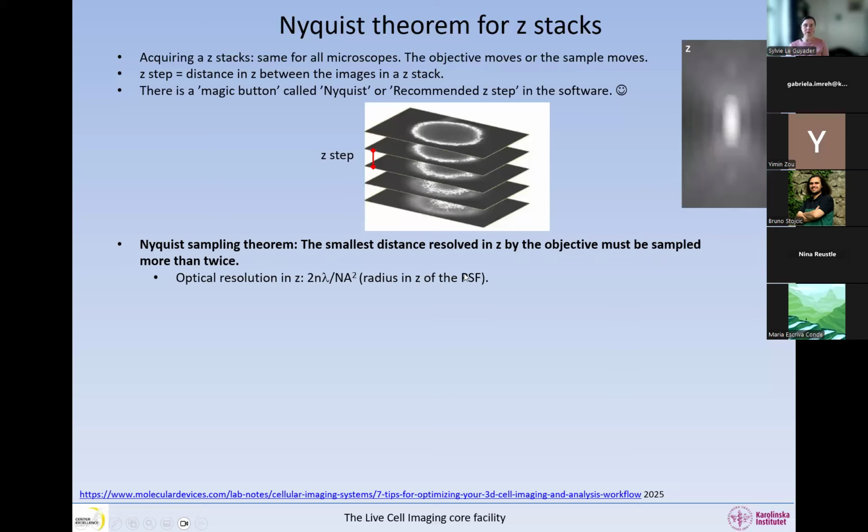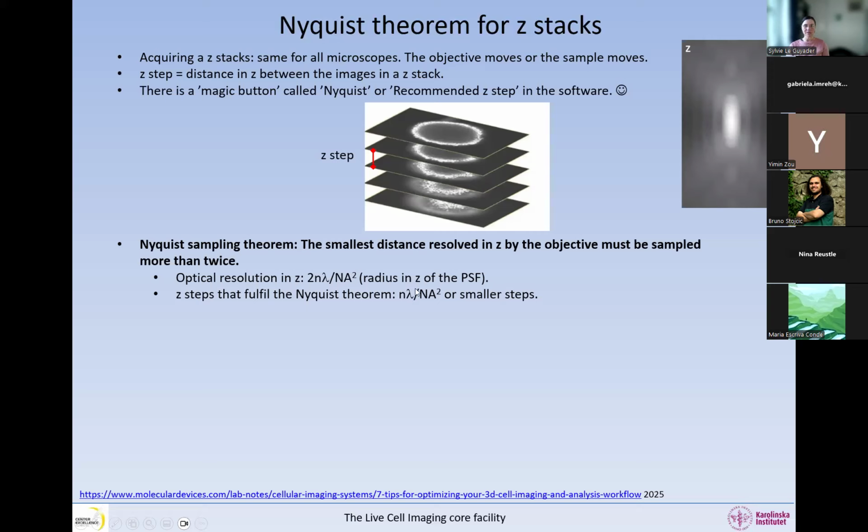So it's very convenient. Here is the optical resolution in Z. The equation is 2nλ divided by NA squared. This is the radius of the main lobe of the point spread function in the axial dimension, in Z. That is the optical resolution. What we need to do is put two Z steps in that radius, okay? So we have a 2 here.